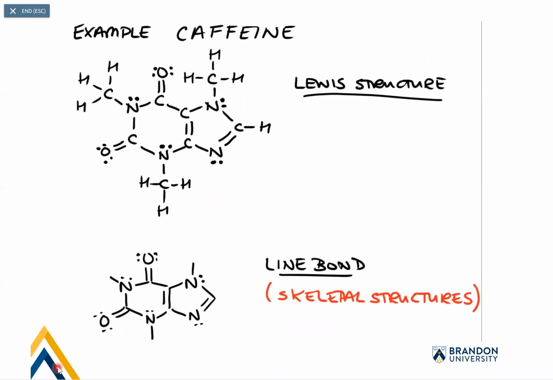Here are some examples of a Lewis structure and then a line bond or skeletal structure. Our favorite molecule in the morning, caffeine. It takes a while to draw this beautiful molecule out.